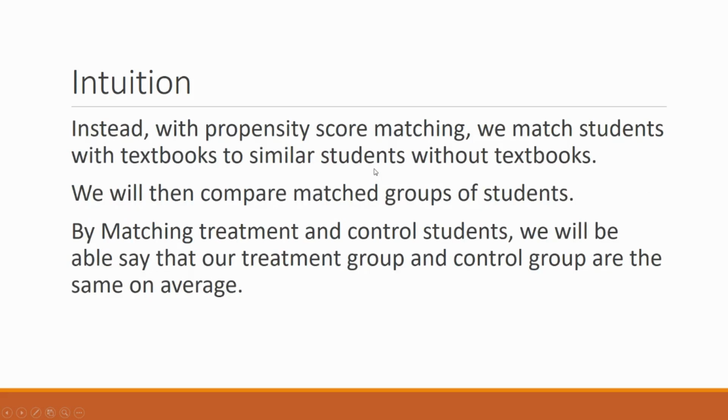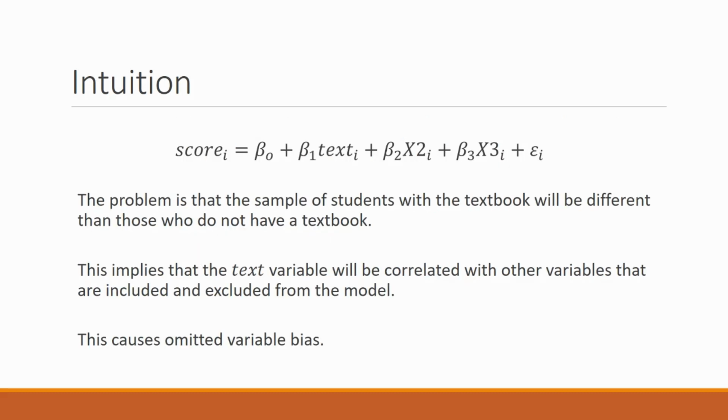Well, with propensity score matching, we do something a little bit different. Instead, what we do is we match students that have textbooks to similar students without textbooks. We will then compare the matched groups of students. And by matching treatment and control students, we will be able to say that our treatment group and control group are the same on average. All right, so we're trying to mimic the effects of randomization.